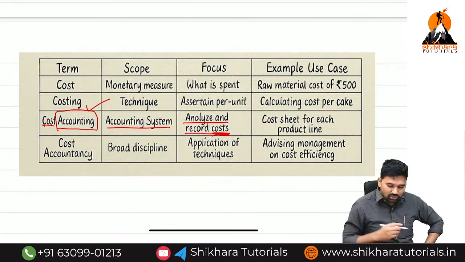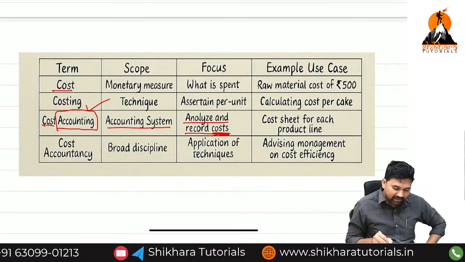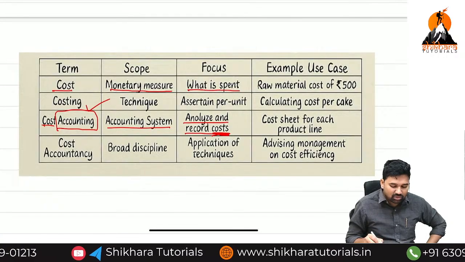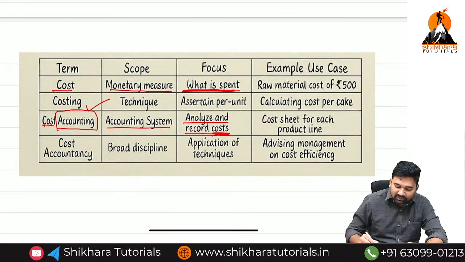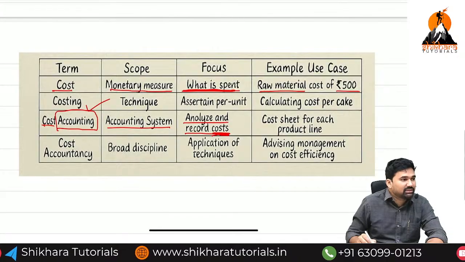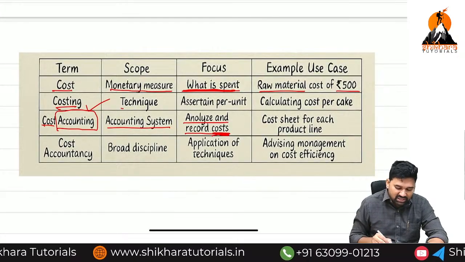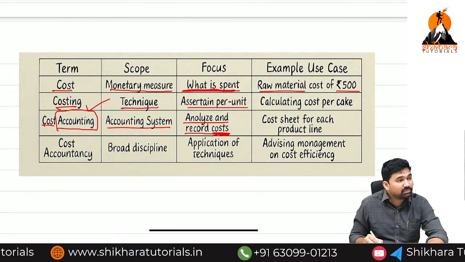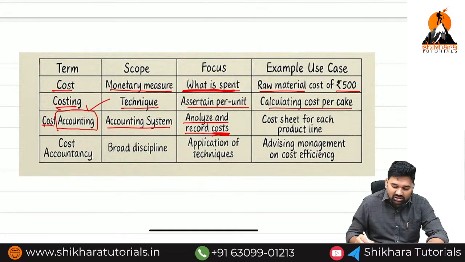Okay, so these are the three components. First one, cost. Cost is a monetary or non-monetary measure. It focuses on what is actually spent. Example: raw material cost of 500, labor cost of 200, etc. Costing is a technique to ascertain cost per unit. So, calculating cost per cake.